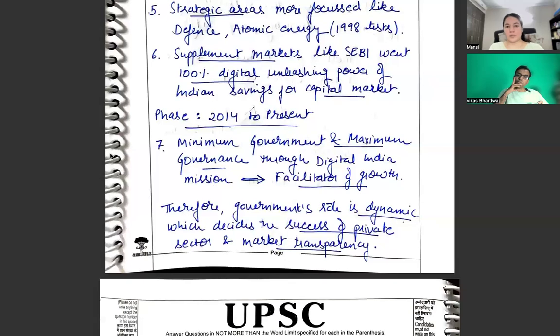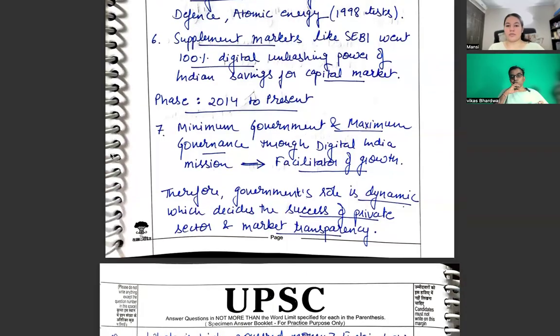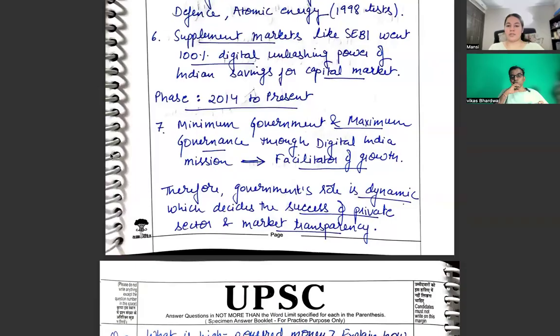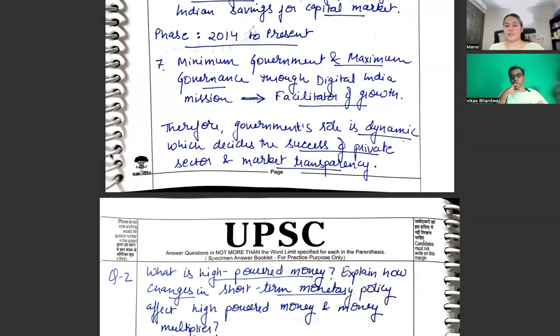And then phase three would be 2014 to present. Here we see the perspective is majorly minimum government and maximum governance through, for example, the Digital India Mission, where the government now acts as a facilitator of growth. Therefore, the government's role is dynamic, which decides the success of the private sector and market transparency.